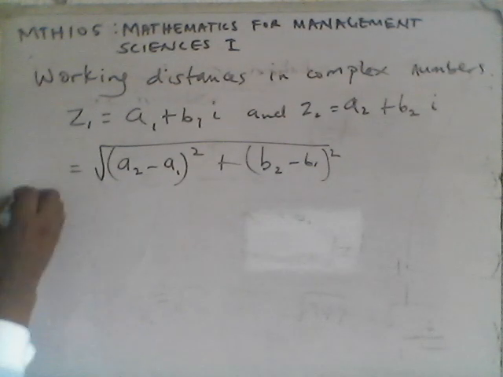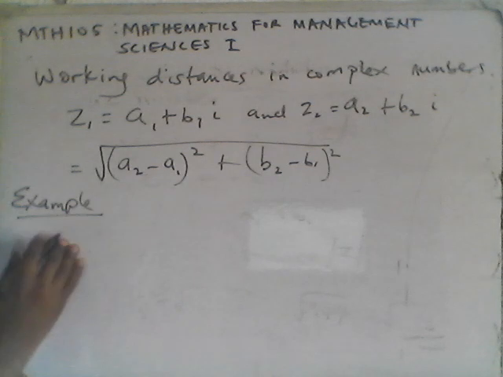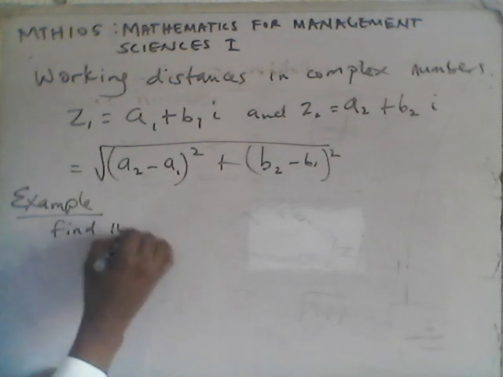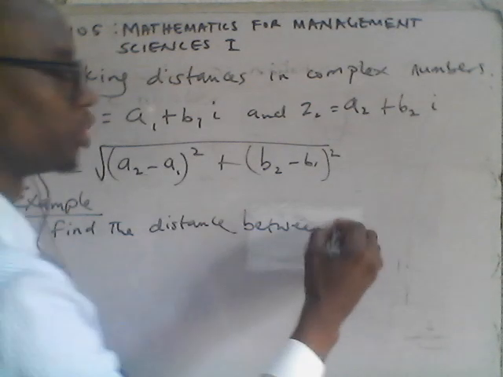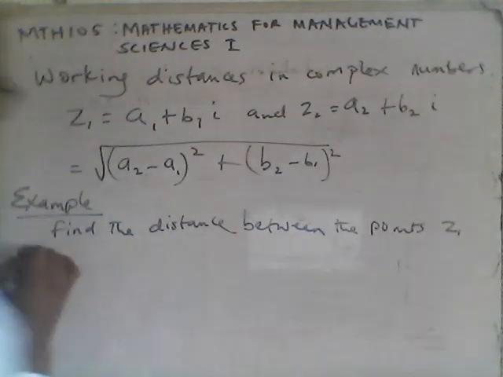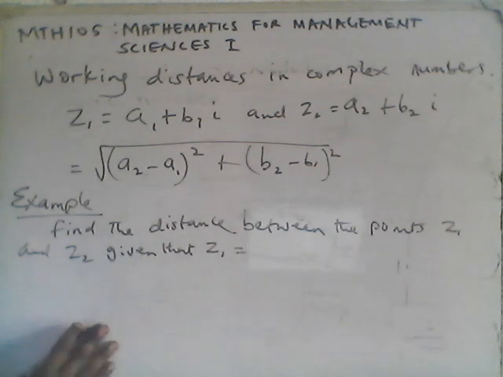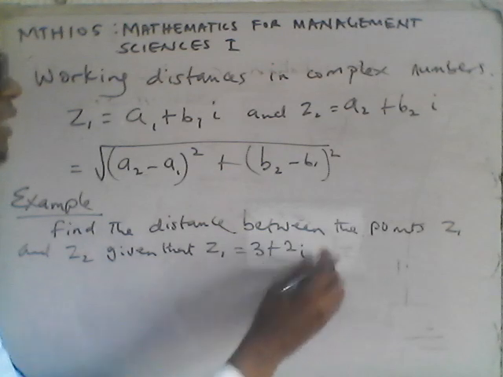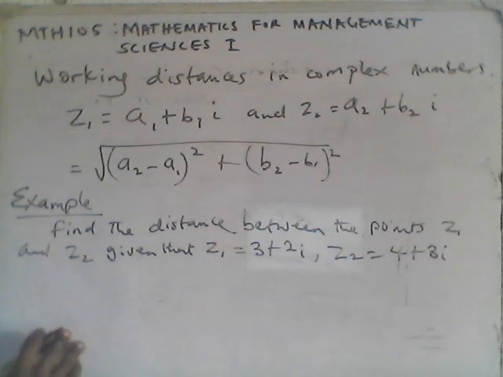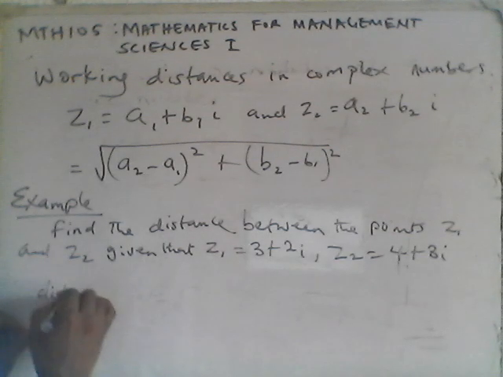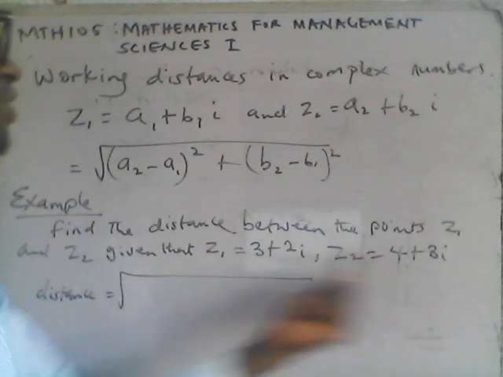Example. Let me put it the way it's in the material. Find the distance between the points z1 and z2, given that z1 is equal to 3 plus 2i and z2 is equal to 4 plus 3i. So the distance is equal to a big square root like this. Now, what do you know to take? Take the a, this and this. Find the difference, and square it.